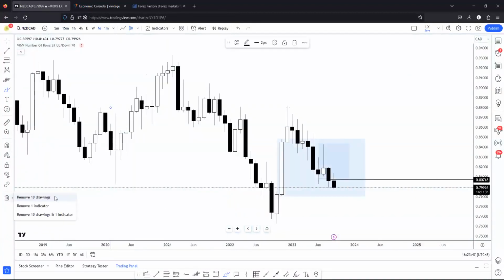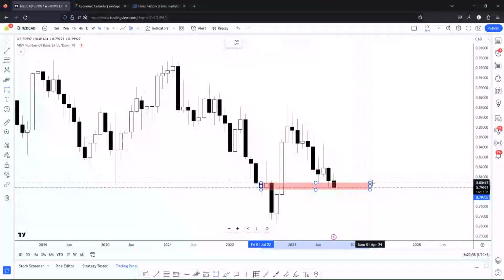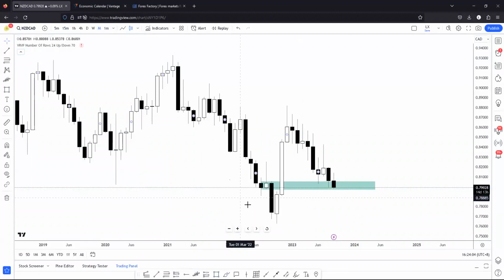If you take a look at this zone, let me just remove all of this. On the monthly time frame, you can see this region. So price broke to the upside. You have a monthly region over here that was the previous resistance region, and then price failed. It broke to the upside, and then currently we're seeing a test of this zone.